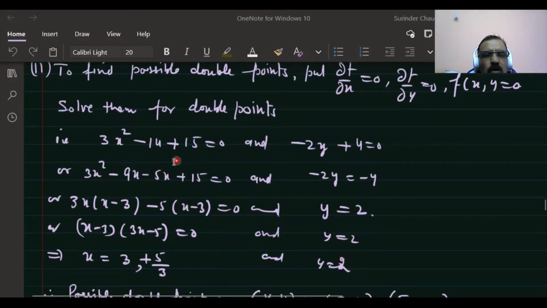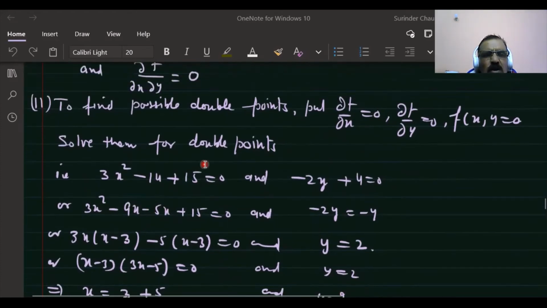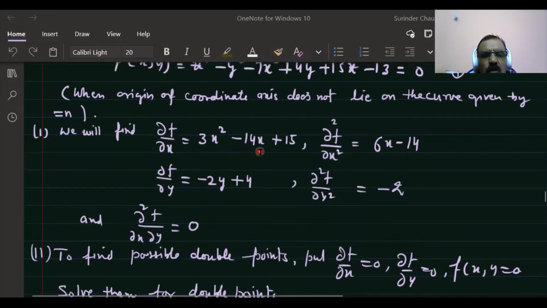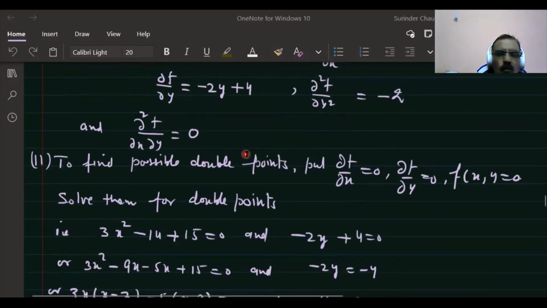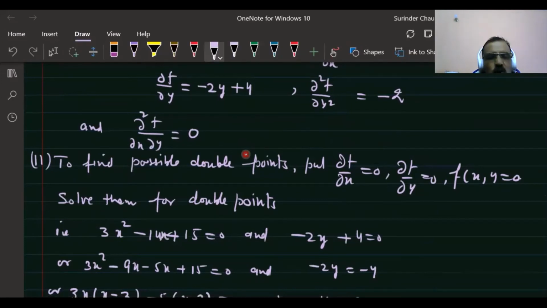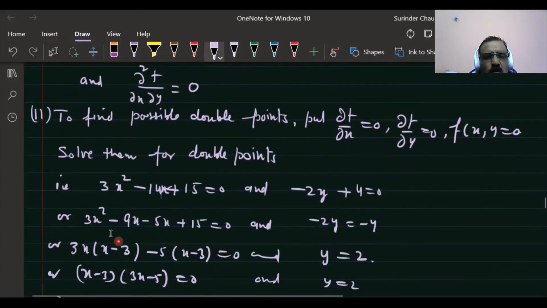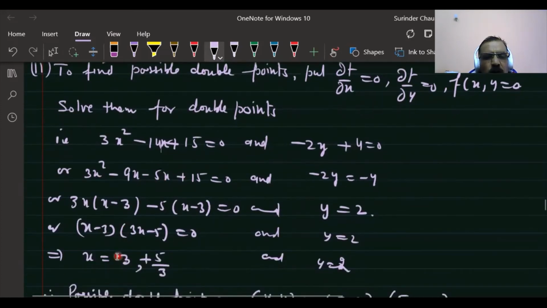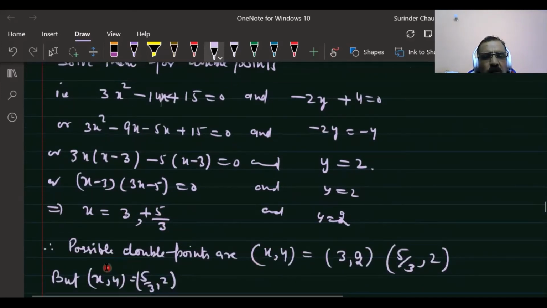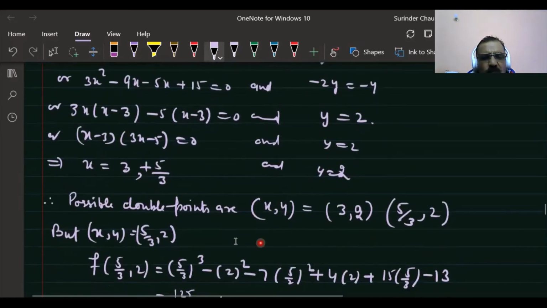So we got the value of y is equal to 2. And when you solve this equation, 14x, this is equal to, we got by factorization, this equal to 45, and we got the value of x is equal to 3 and 5 by 3. So the ordered pair possible points are (3, 2) and (5/3, 2).